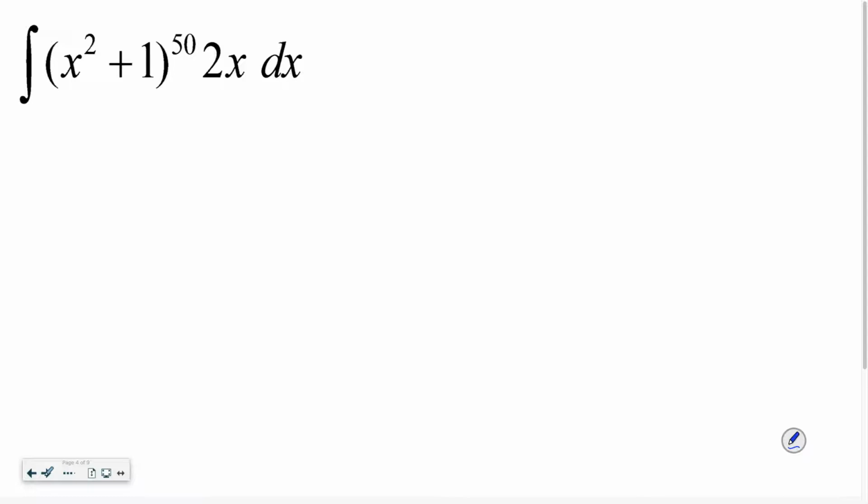All right, so this is what we are going to do. We are going to pick our inner function to equal u. So I'm going to write u equals x squared plus 1. I'll write this over here.